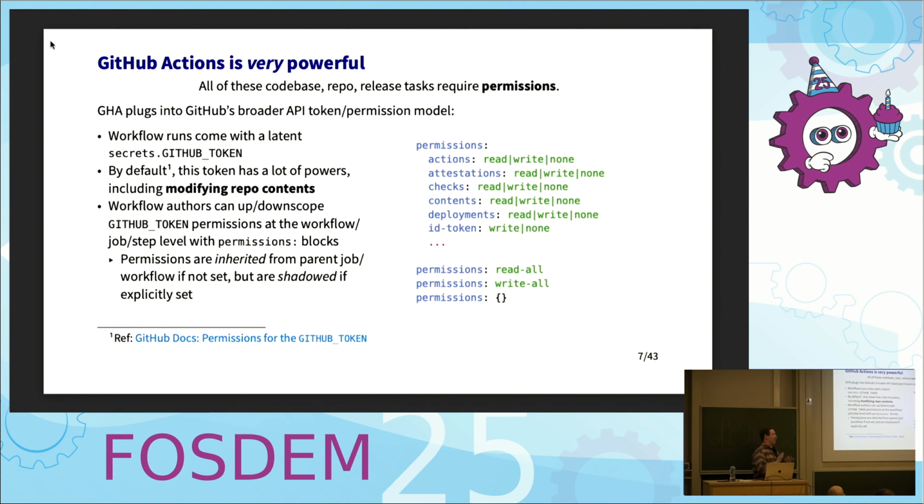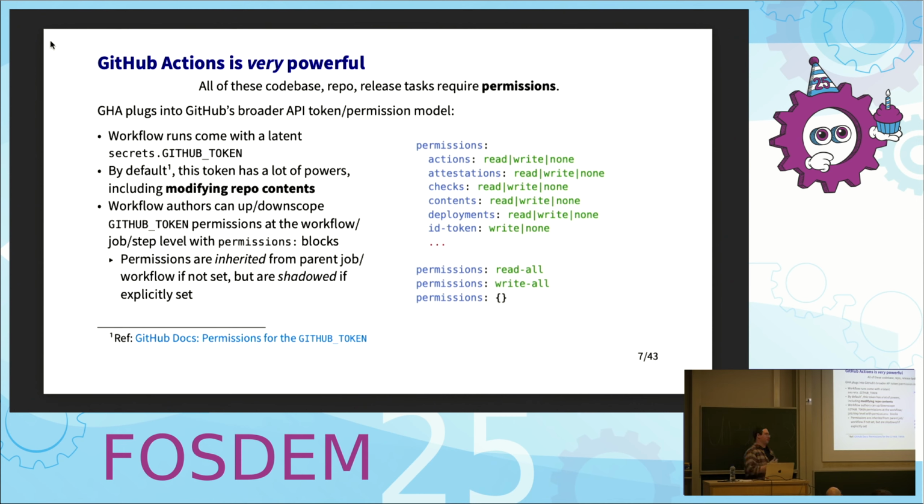GitHub Actions plugs into the broader permissions model that GitHub offers. Every workflow runs with a latent secrets.GITHUB_TOKEN or GITHUB_TOKEN, depending on the context you're in. And by default, unless you opt into a more secure mode, this token has a lot of powers, including modifying the repo contents of the repo that contains the workflow that is loaded with it.